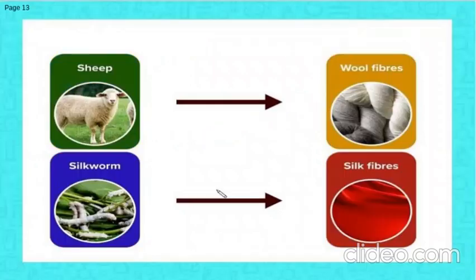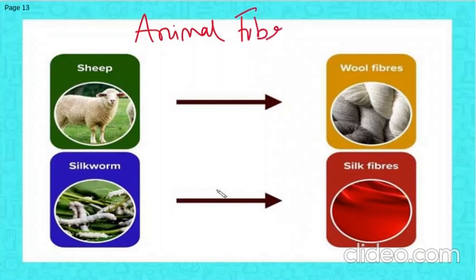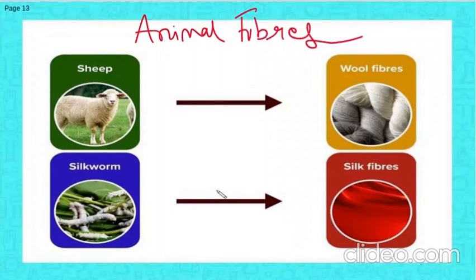After that I have the animal fibers, correct? Animal fibers means I obtain them from animals: sheep, then rabbits, and goats.